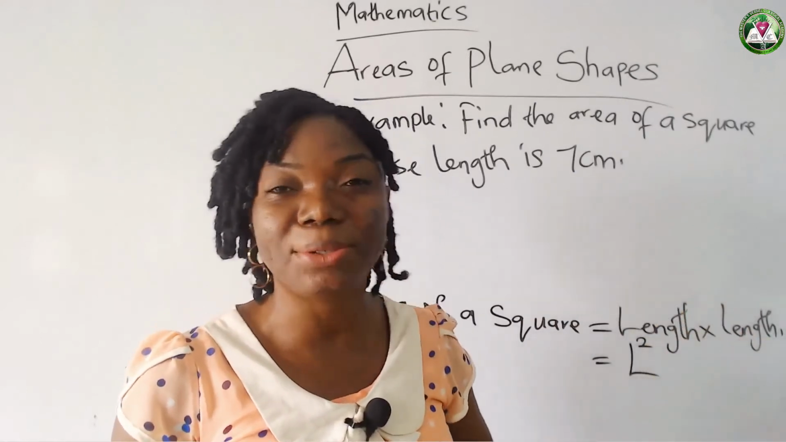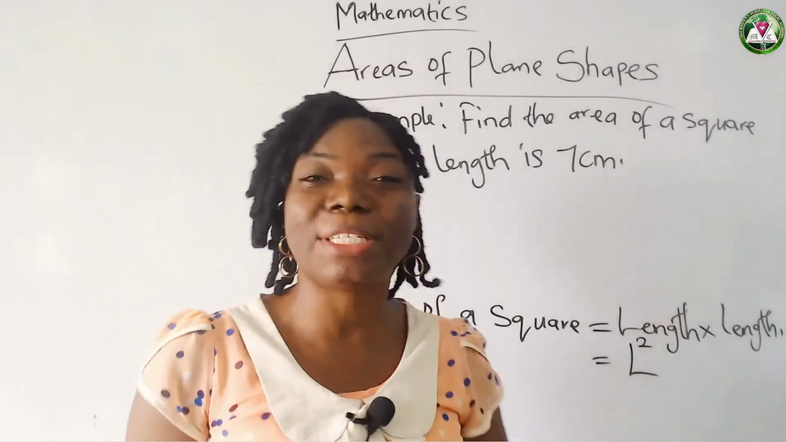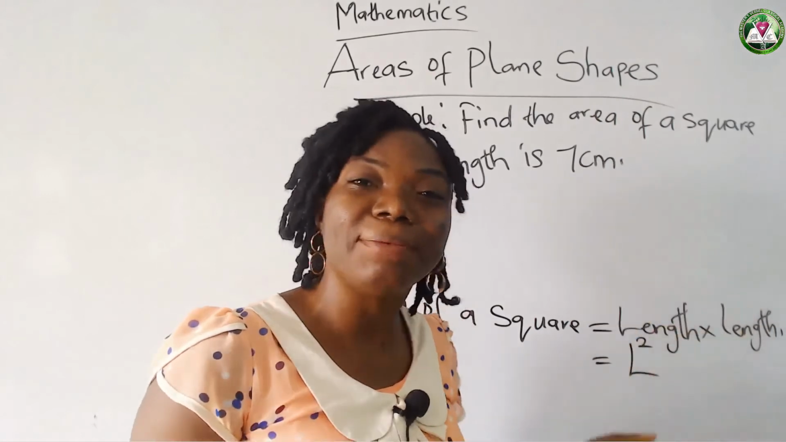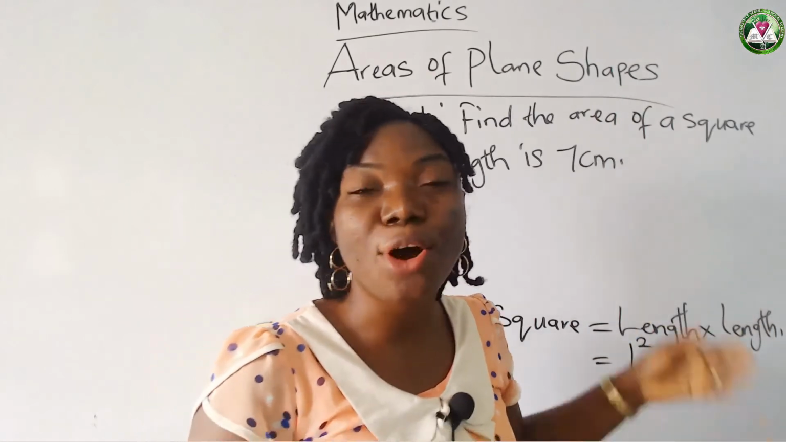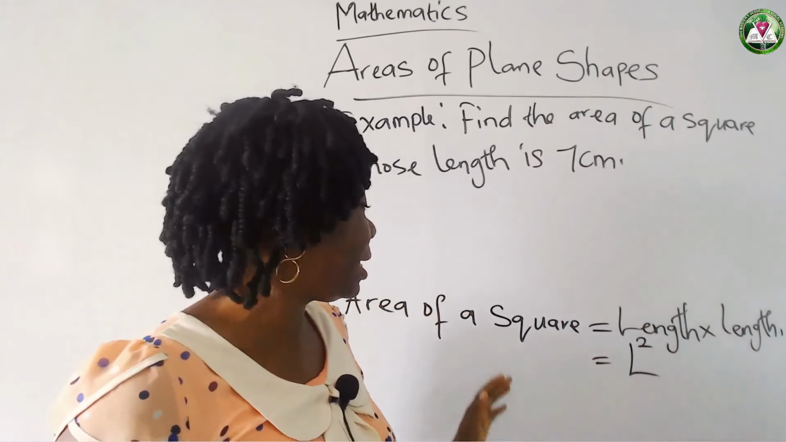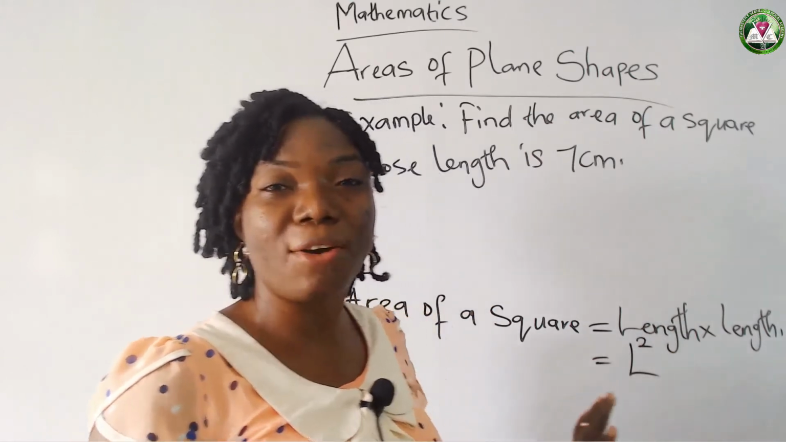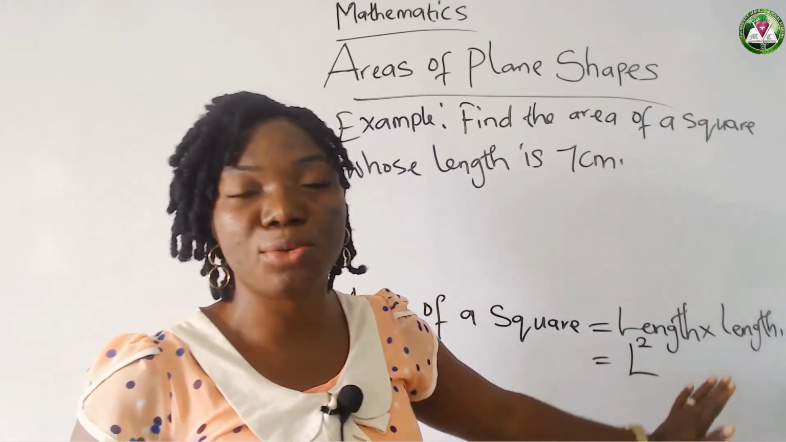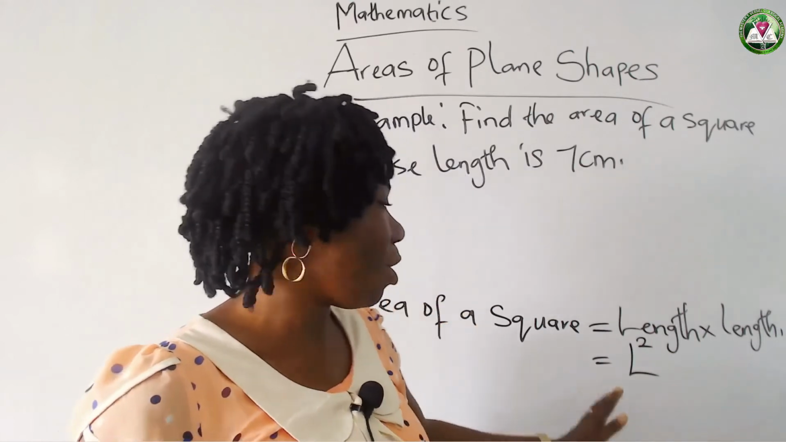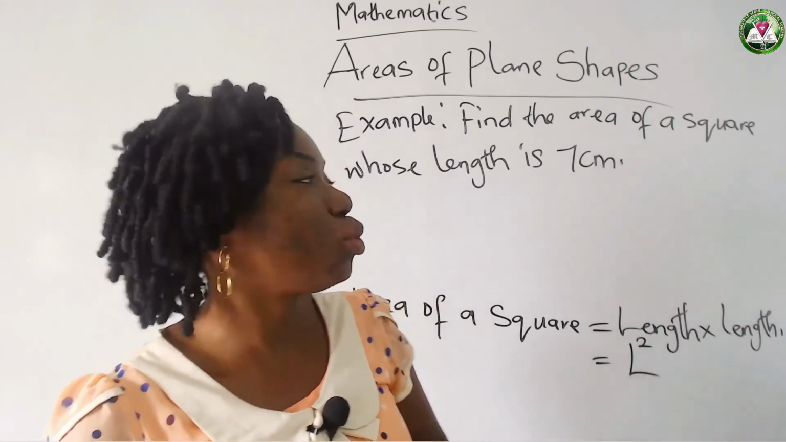Now, this tells you that all the sides of the square are 7, 7, 7 each. Is that clear? So all we need to do is to follow the formula. Already we have stated that the area of a square is equal to length times length, or we say L squared.